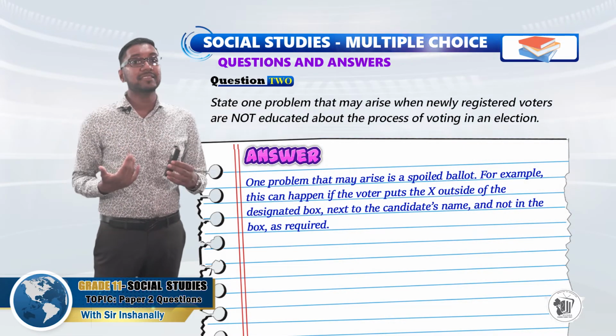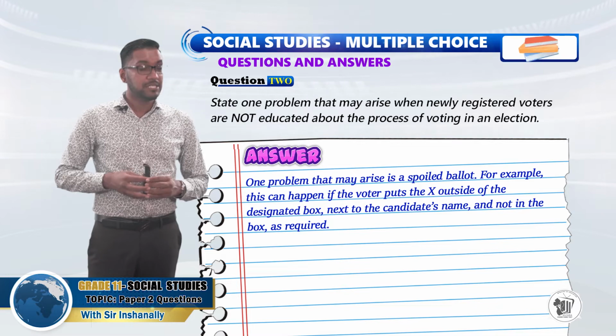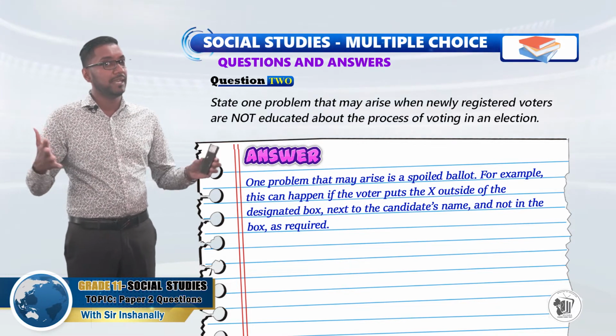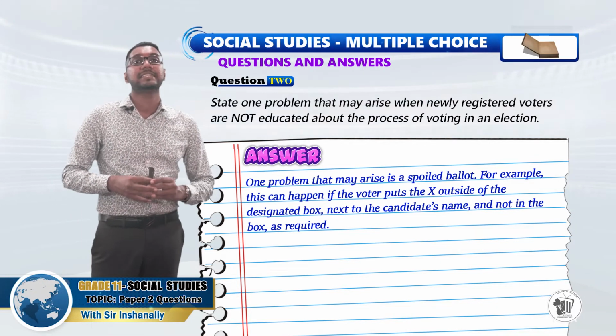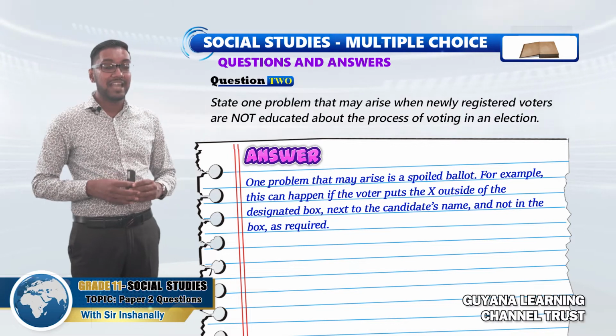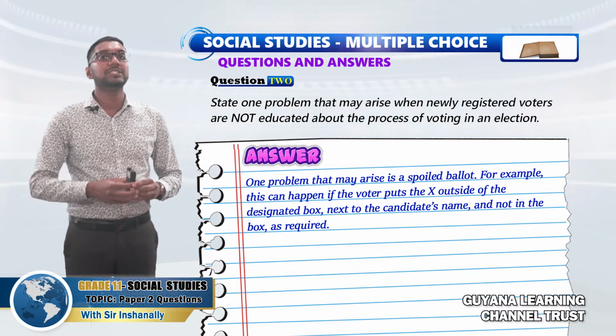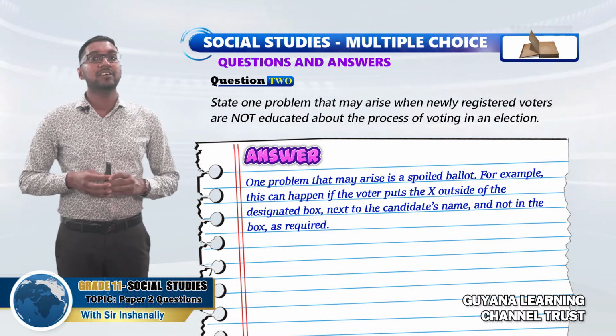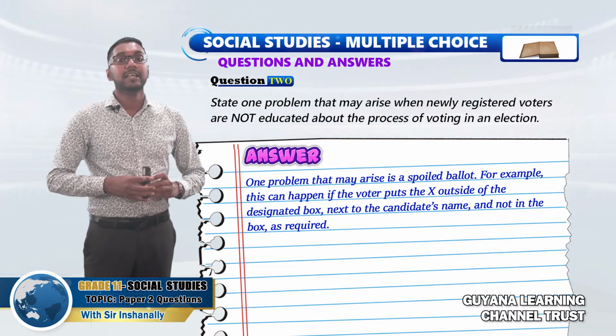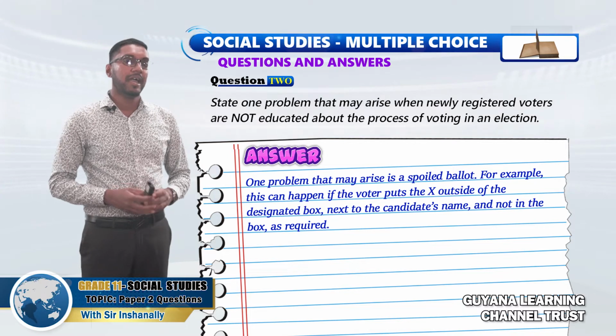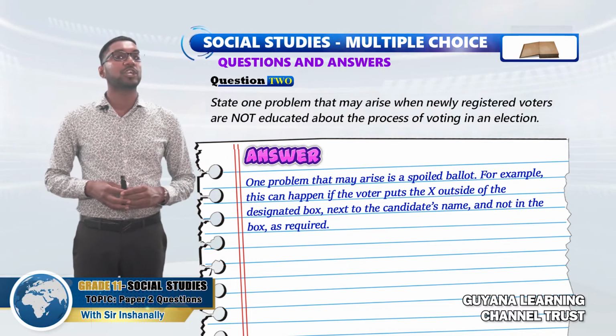Well, I can think of one problem specifically that may arise. There are many, but the one that comes to mind is a spoiled ballot. Yes, for example, this can happen if the voter puts the X outside of the designated box next to the candidate's name and not in the box as required.